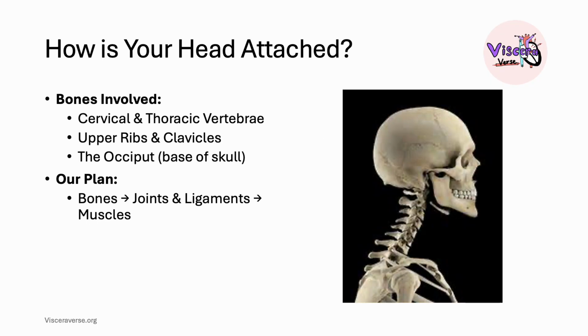So when you think of it, your head is apparently not just floating, it's supported by a whole system, starting off with the bones. Cervical and thoracic vertebrae are some of the most important structures supporting your head, plus the upper ribs and the clavicle itself. Lastly, it's the occiput, the base of your skull, that is holding up your head. So our plan here is to discuss the bones, and then joints and ligaments, and then muscles.